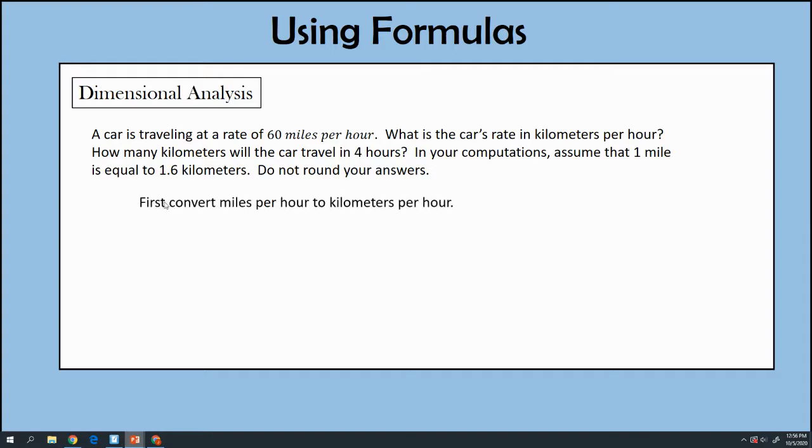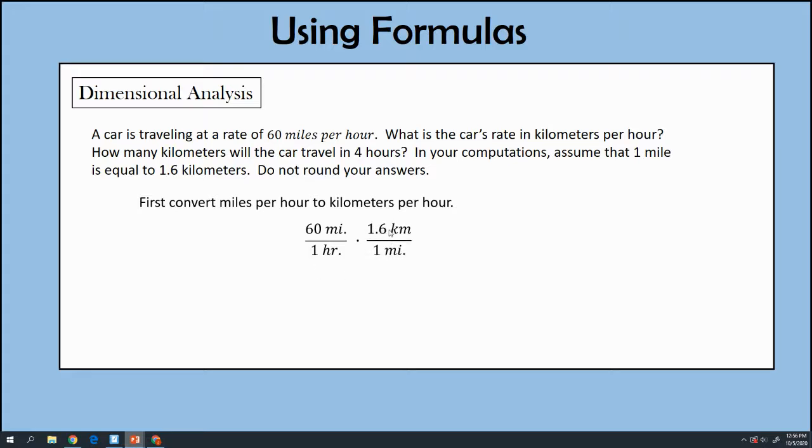Okay, so the first thing we've got to do is convert miles per hour to kilometers per hour. We're given 60 miles per hour. That's what this means: the ratio of 60 miles to 1 hour. We want to convert this to kilometers per hour, so we use our ratio of miles to kilometers, but we want to write it so that we're canceling out miles and we're left with kilometers per hour.